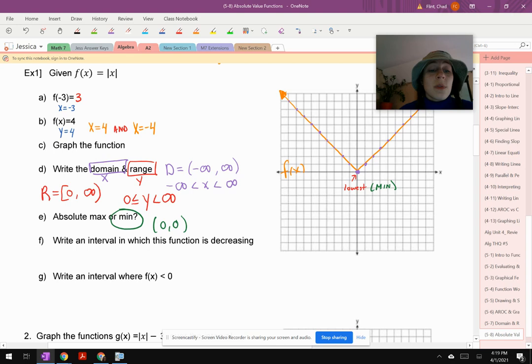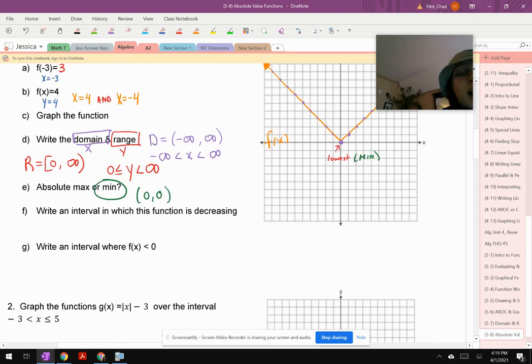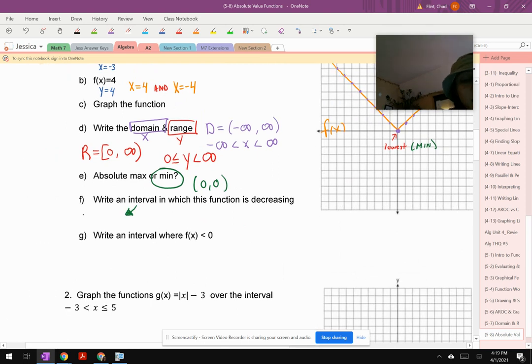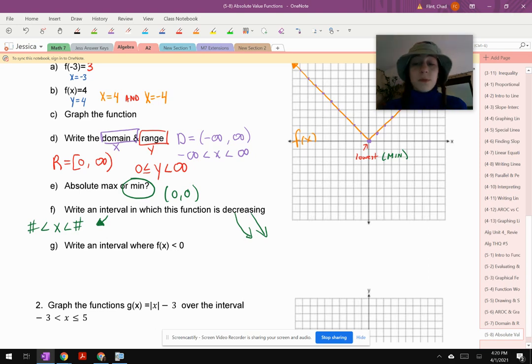Part F wants us to write an interval in which the function is decreasing. A little sidebar, whenever they're asking for an interval, they're asking for something like x going from a number to a number, and you just fill in the blanks. So decreasing would be like a downward slope going down. If you go the way that we read, from left to right, you would be walking down.